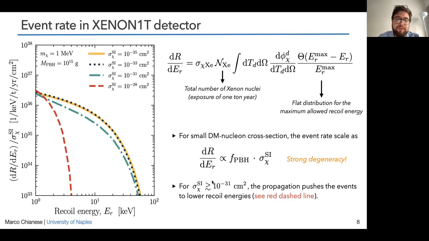On the other hand, for large cross section, propagation effects are very important, and basically the propagation pushes the events in the detector to much lower recoil energies, because the energy losses during the propagation are much more important.